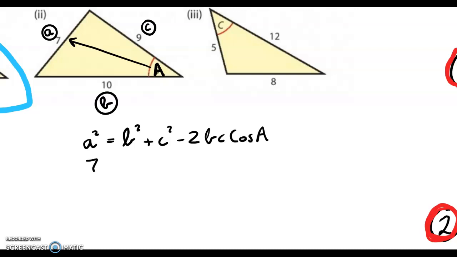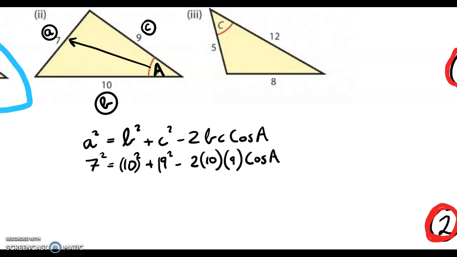I fill in what I know. I know what A is. I know what B is. I know what C is. I know that that's 2. That's just part of the formula. I know that B is 10 and that C is 9 by the cosine of A. Okay, I should really put brackets around everything, really. It's always nice to have it. 7 squared is 49. 10 squared is 100. 9 squared is 81. Minus 2 by 10 is 20. And 20 by 9 is 180. So I just tidy everything.